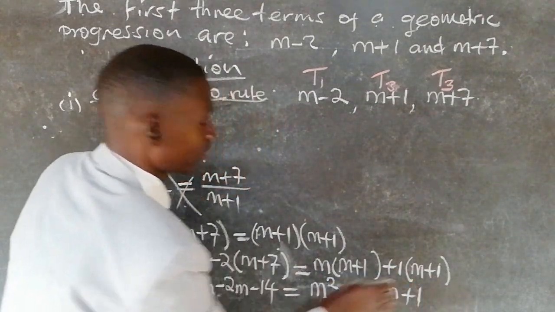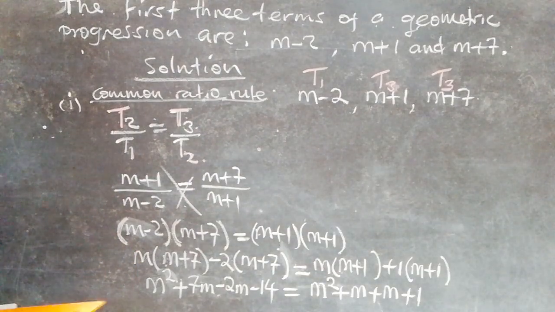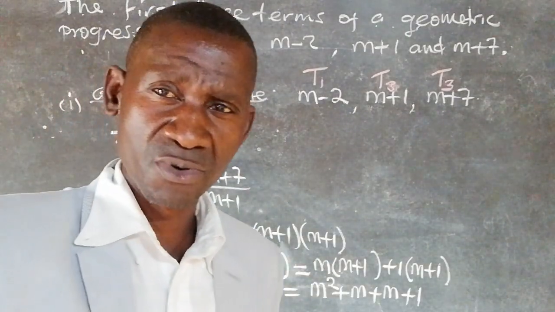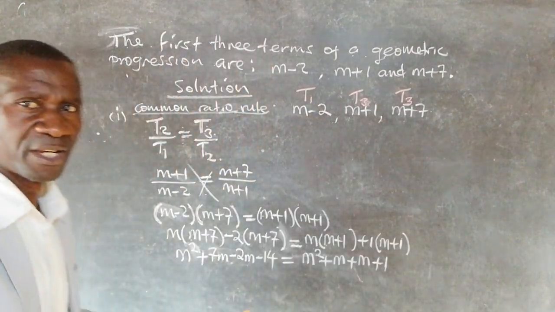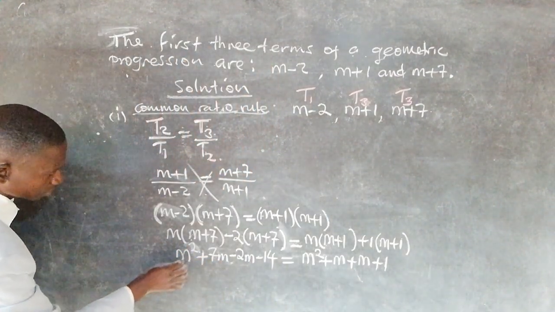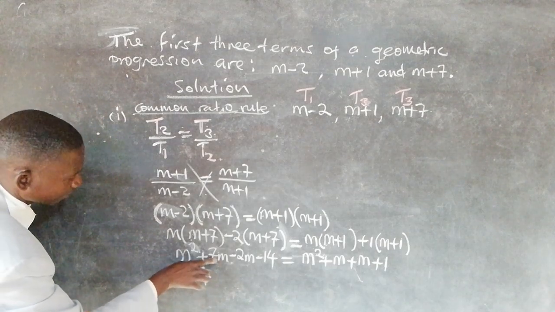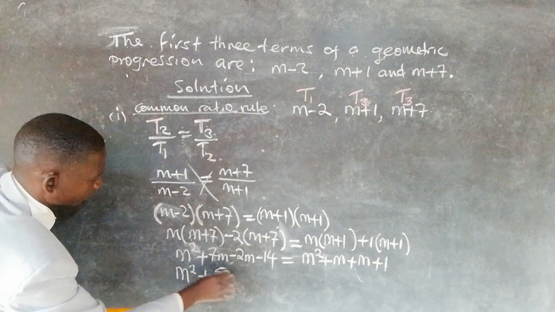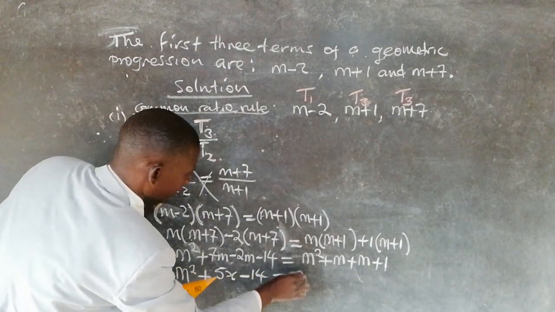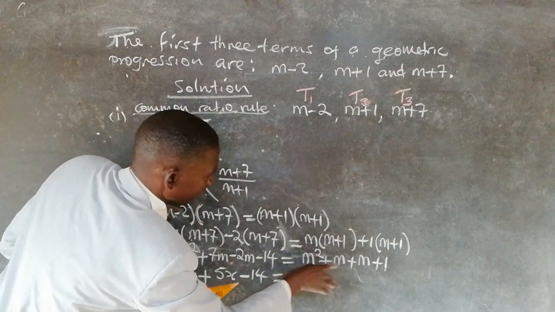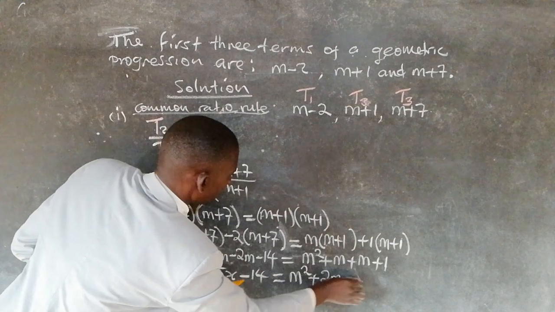Then from there, all you need to do is to start collecting the like terms. And how are we going to collect the like terms? Look, we have m squared, let me maintain, plus 7m minus 2m, this is 5m. Before I collect like terms, minus 14. Then let's look at that. This is m squared, m plus m. This is 1m plus 1m. This is going to be 2m plus 1.